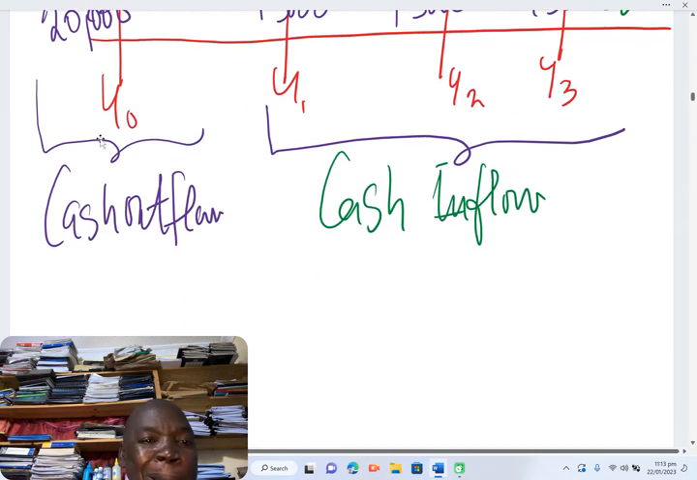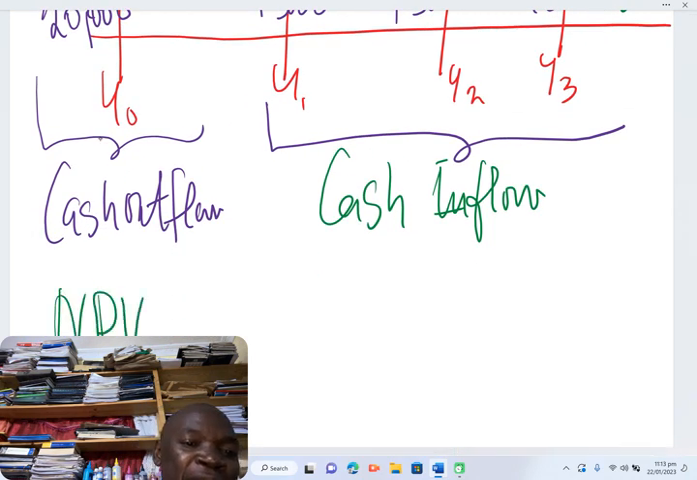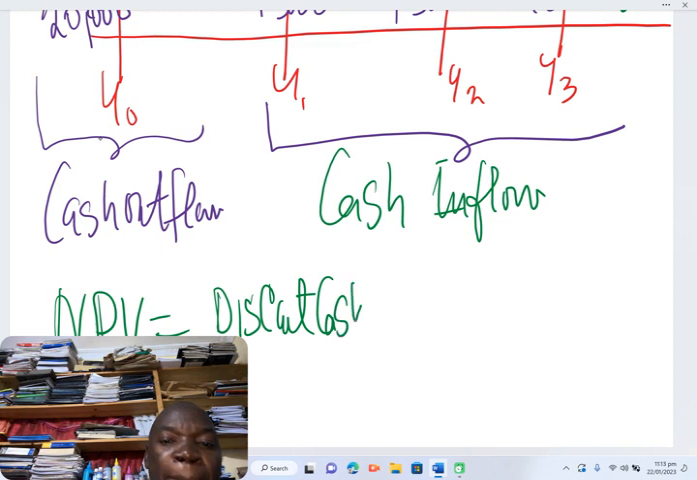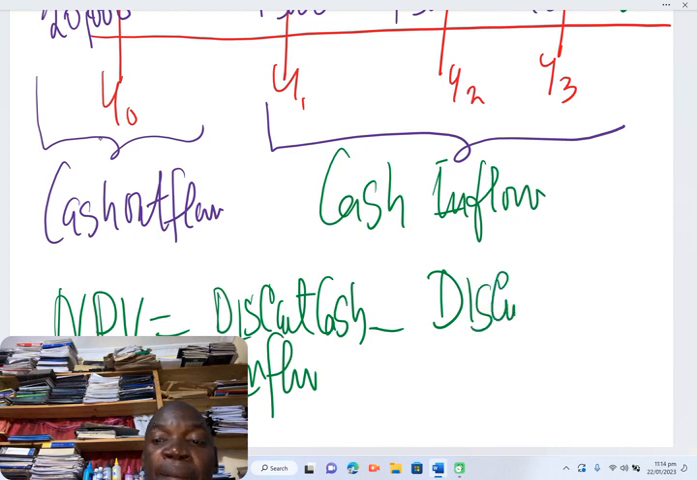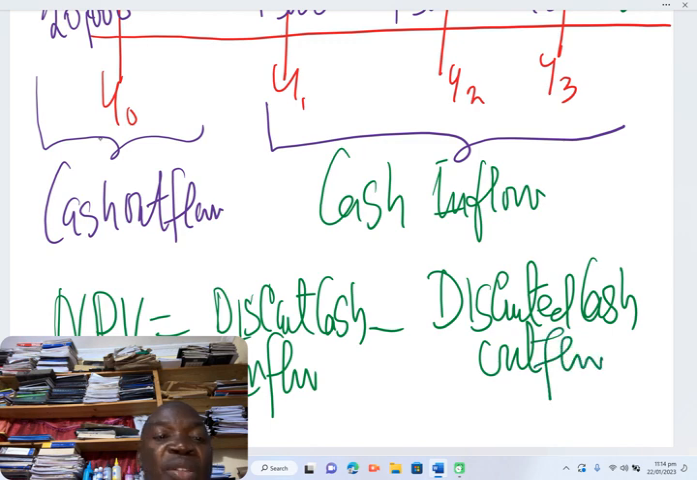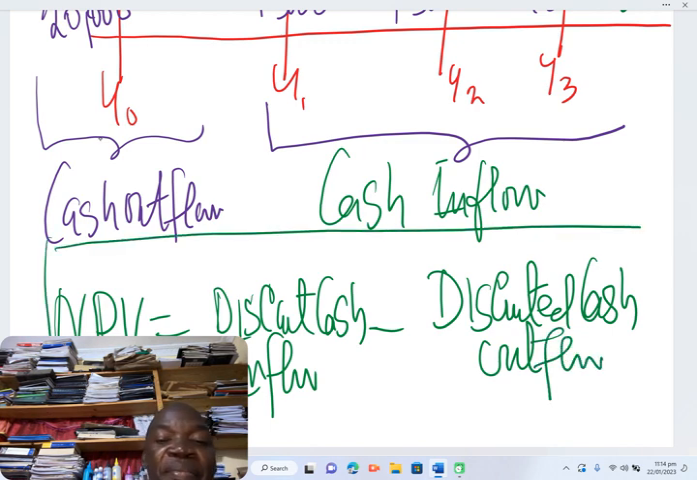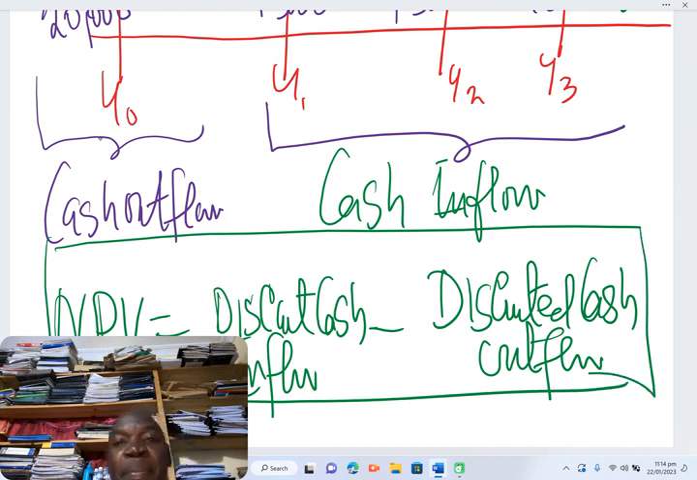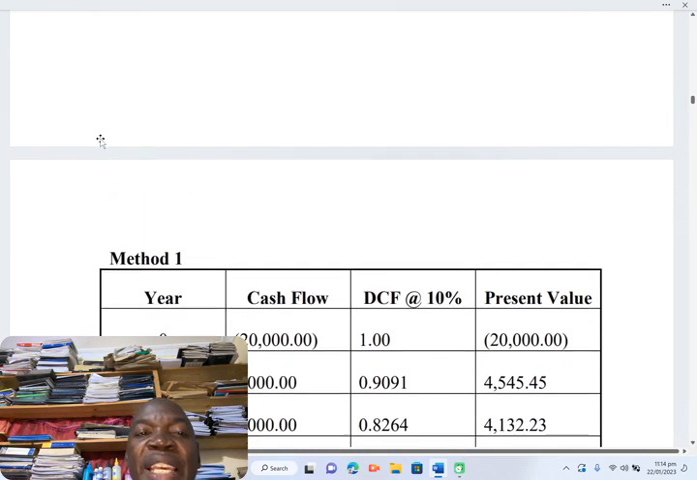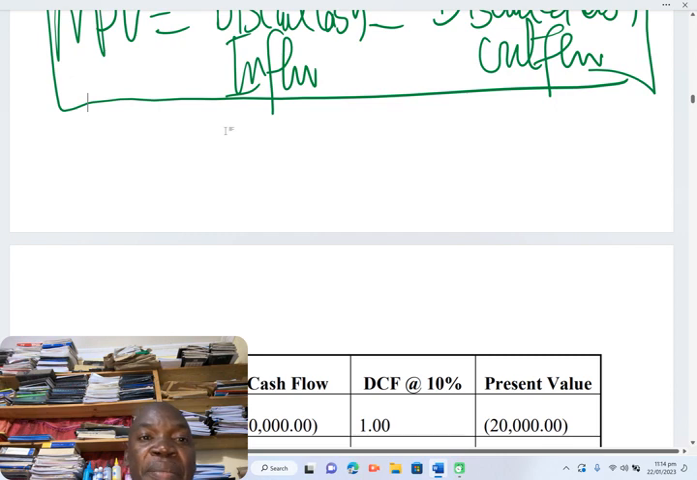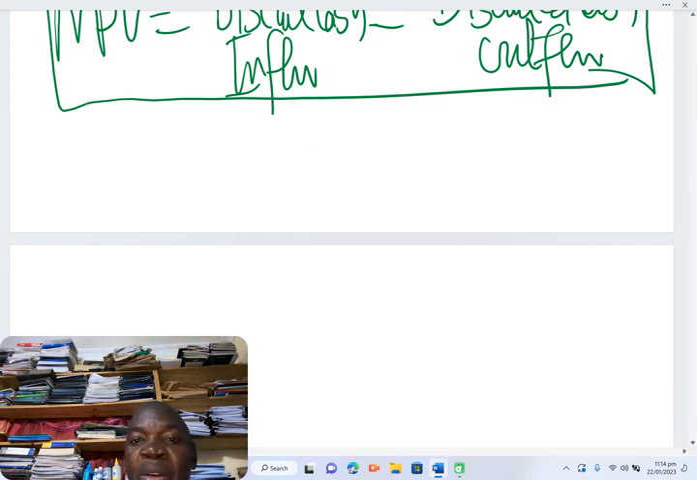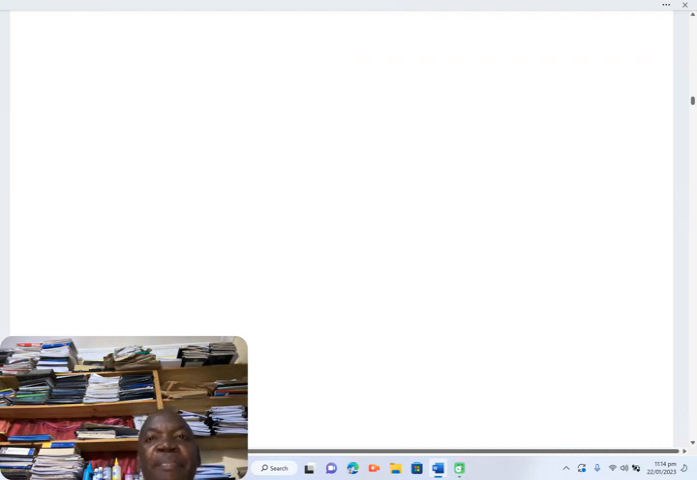Now, NPV is defined as discounted cash inflow minus discounted cash outflow. This is a formula we need to understand. How do we handle this problem so far? We should now create a way forward on how to handle this one here.